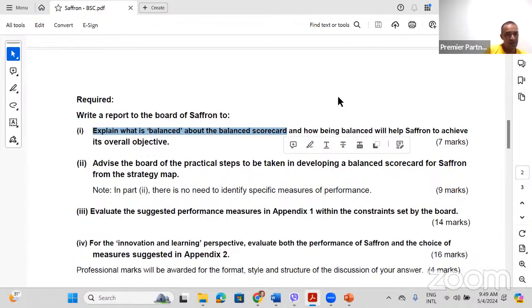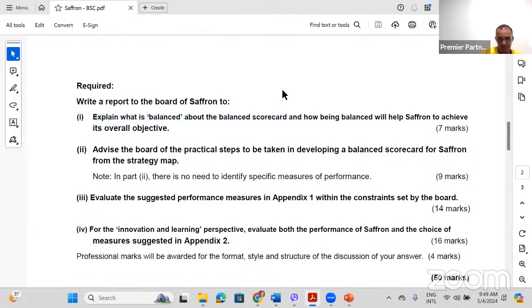Can you quickly note down that? Performance measures related to short-term performance as well as long-term. Financial, non-financial, quantitative, qualitative, internal, external.